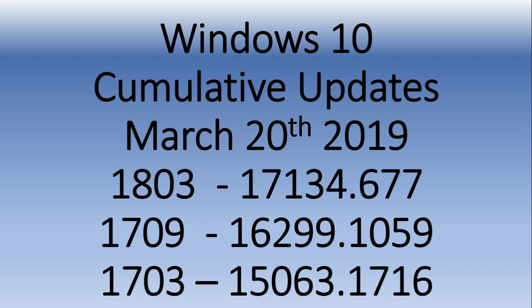If you're on the April 2018 update, which is version 1803, you should now be at 17134.677 after applying this cumulative update. The Creators Update and the Fall Creators Update also have updates that bring the versions to 16299.1059 and 15063.1716. Now, what's in here?